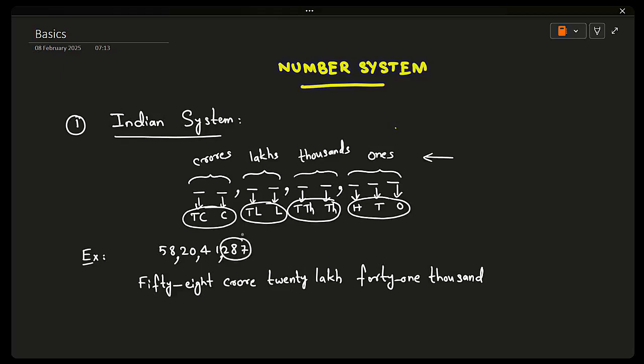And what is this number? 287. But for the ones period, you need not add the period name. That is not required. For all the other periods you have to write the period name, but for ones you need not add the ones period name. So this number we can call 58 crore 20 lakh 41 thousand 287. Okay. Now, if there is any doubt, you can raise a hand.